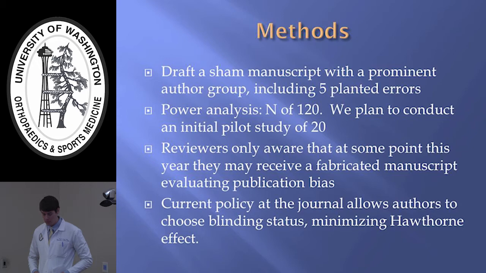Like I said, reviewers are only aware that at some point this year they may receive a fabricated manuscript evaluating publication bias. They really have no idea what that could entail or anything more specific than that. And as I mentioned, the current policy at this journal is to allow authors to choose their blinding status. That way, there's no Hawthorne effect, which is the idea that people who know they're being studied may act differently. So whether or not authors are receiving blinded or unblinded data won't necessarily be different for them, or pique their interest. We have three main hypotheses.